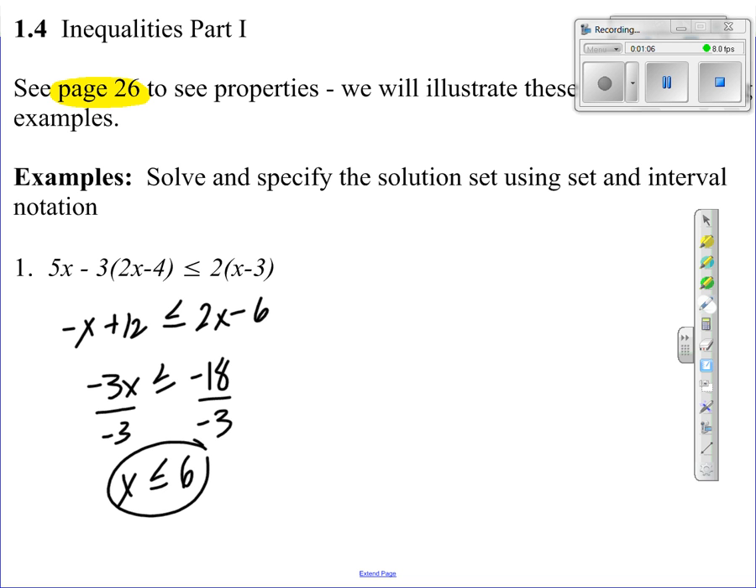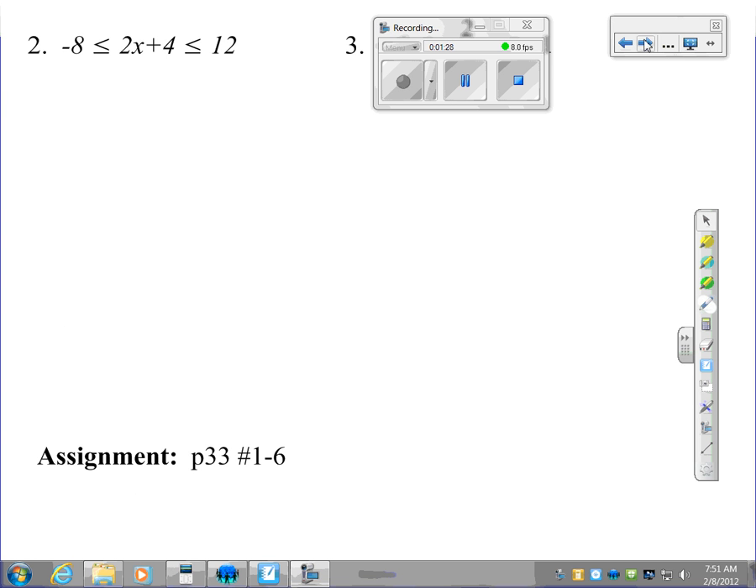Now the question also says specify using set and interval notation. So the solution set is the set of all numbers x such that x belongs to the interval that's less than 6, so from negative infinity to 6, but it's also equal to, because that sign is equal to. So we're looking at a closed interval. So that's one example. Let's take a look at another one here.